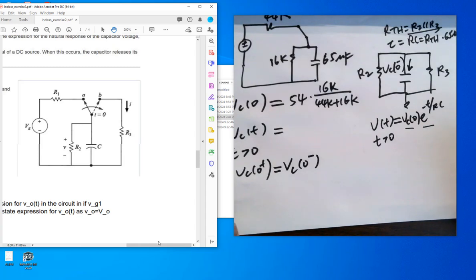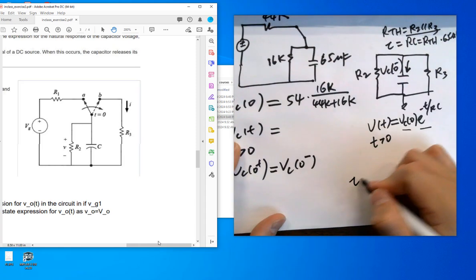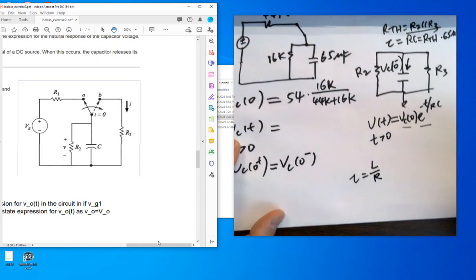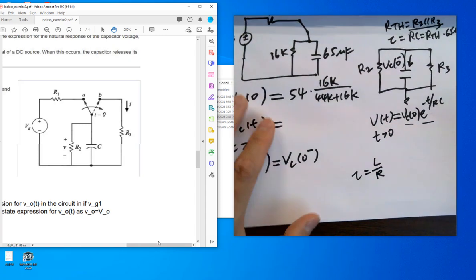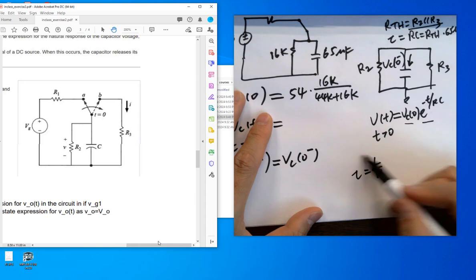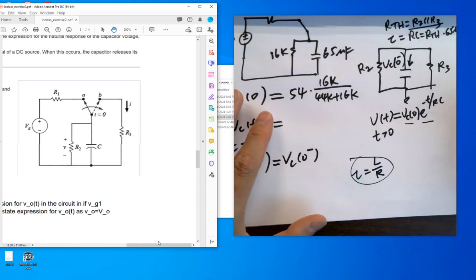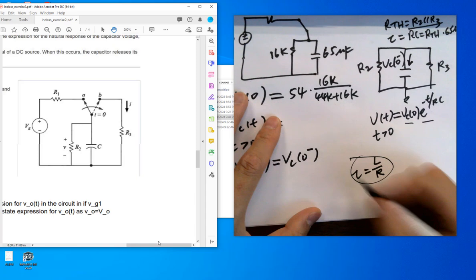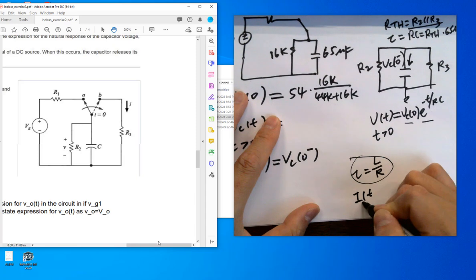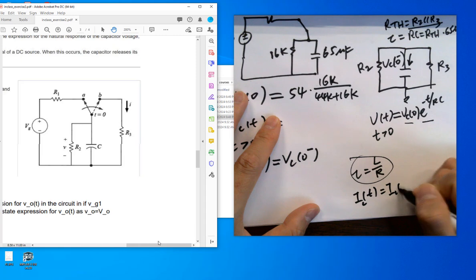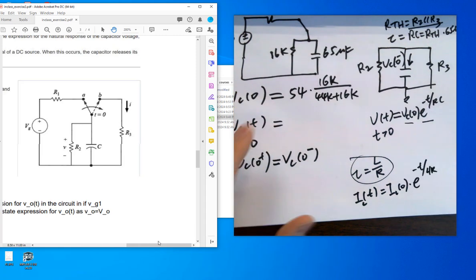Any question on this? Similar to inductors, right? So what's the inductor's tau? Okay, same. For all the rest, it's just the same equations, but using i's, right? So IL(t) is what? IL(0) times e to the minus t over L over R, right? That's the only difference. Other than that, it's all the same.